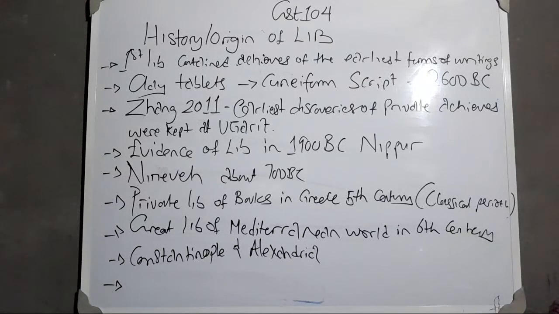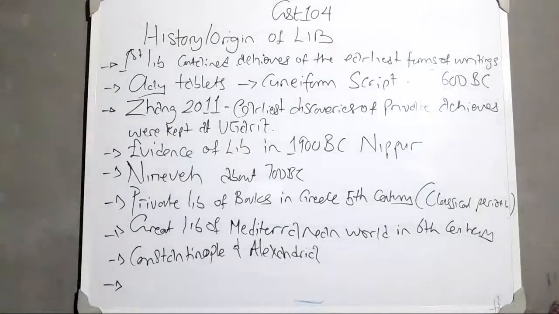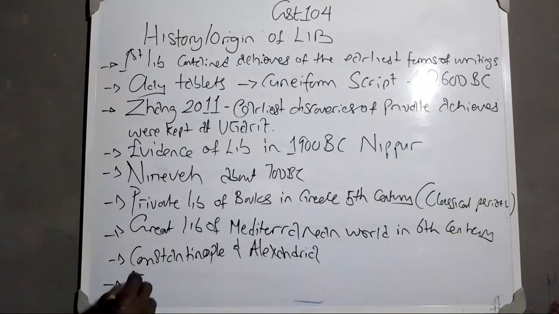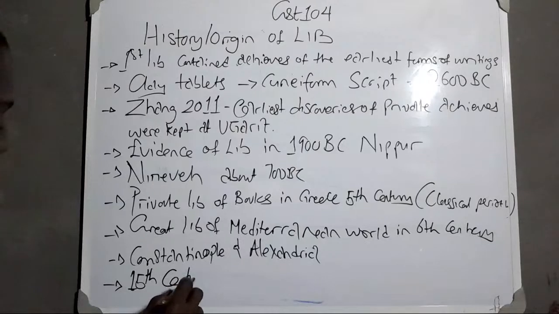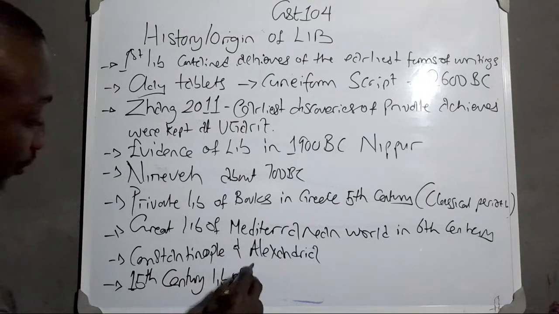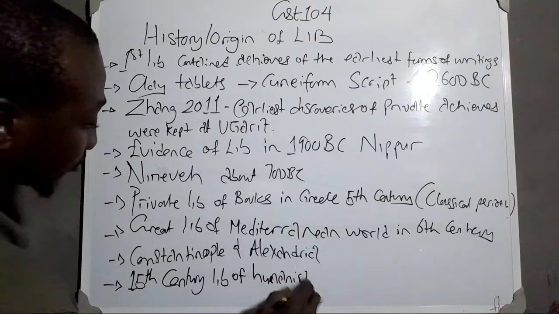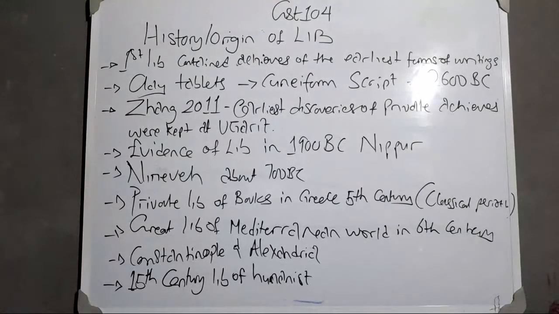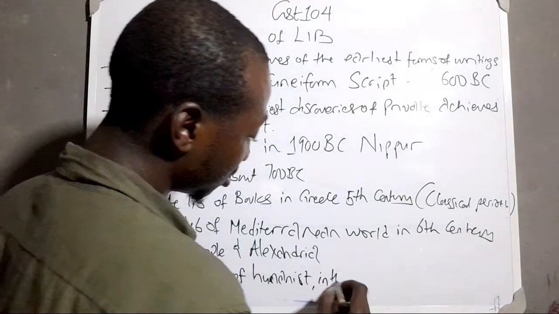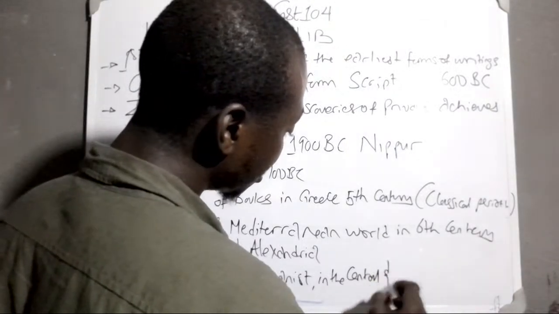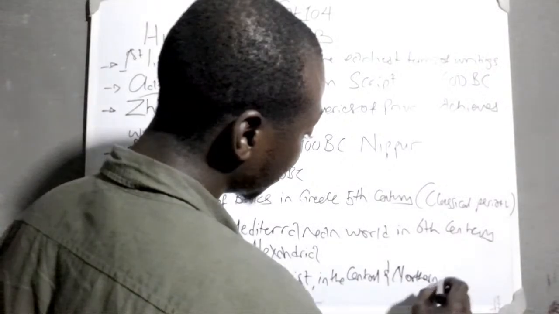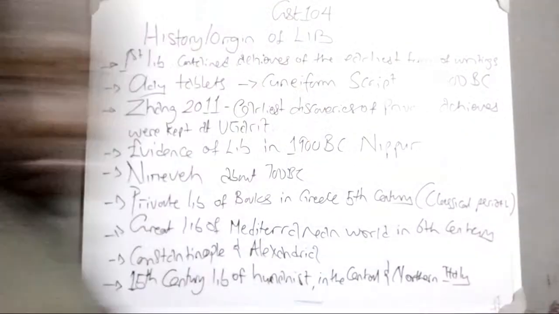Now let's proceed. Okay, so we have in the 15th century, in central and northern Italy, libraries of humanists. In the 15th century, libraries of humanists in central and northern Italy.